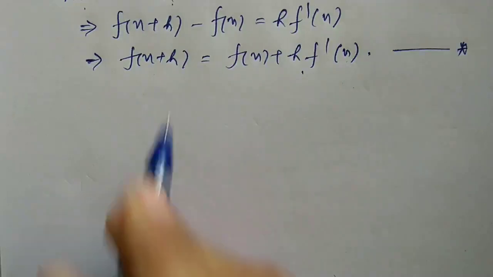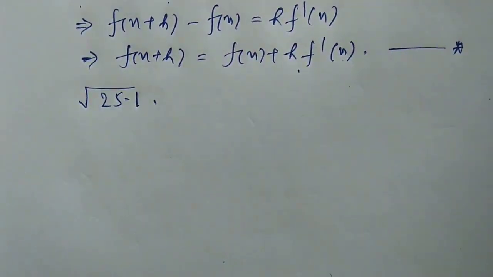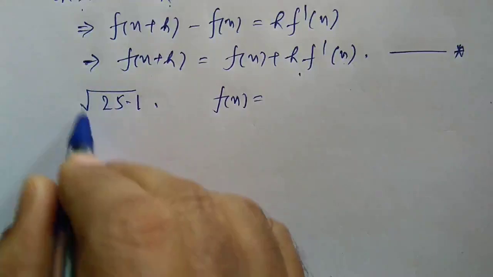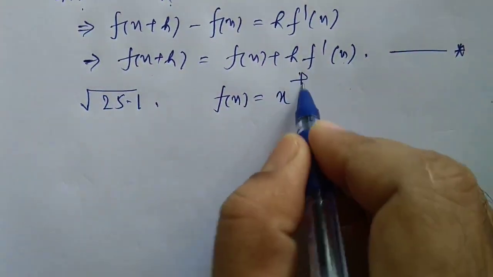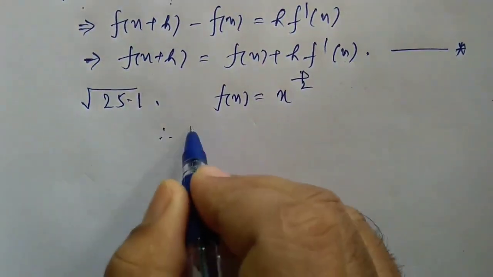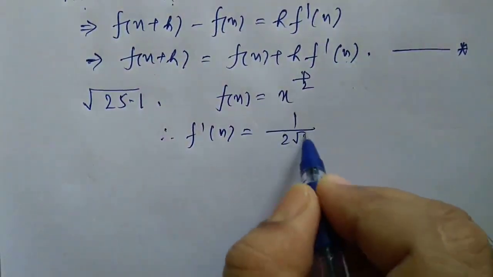Now our question is, find out the square root of 25.1. Let us define a function. What kind of function can we define for this? We have defined f(x) equal to x to the power half, that means square root of x. What shall I get? f dash x. Shall I get 1 by 2 root x?